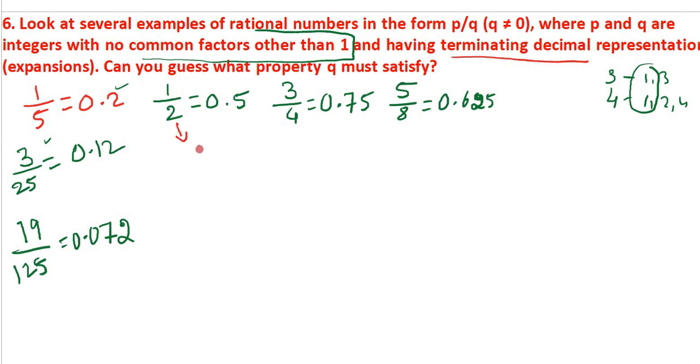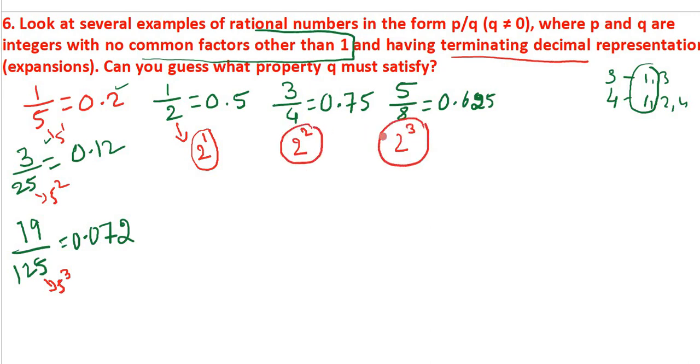Here 2 is the base, with power 1. This 4 means 2 squared. This is 2 cubed. And here 5 means 5 to the power 1. Again 5 squared and 5 cubed. So when we divide by a number with powers of 2 and powers of 5, we get a terminating decimal expansion. And one more thing: if q has a product of powers of 2 and powers of 5, it will also terminate.